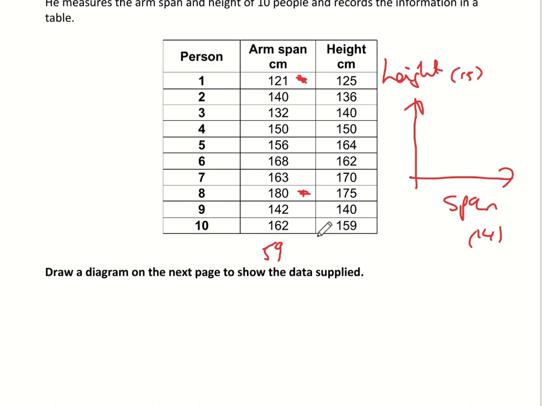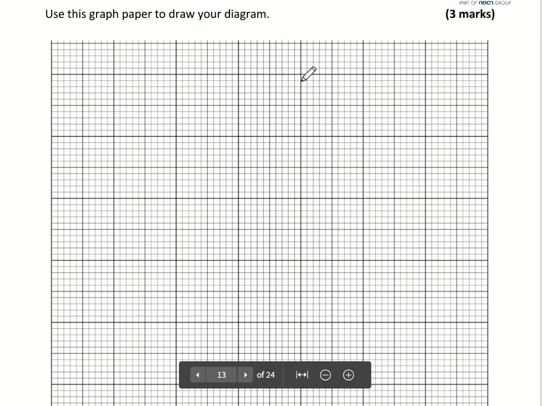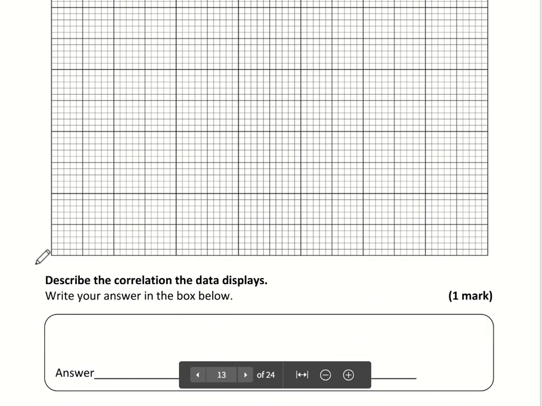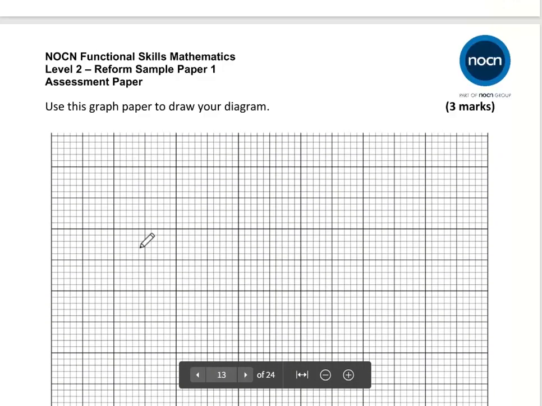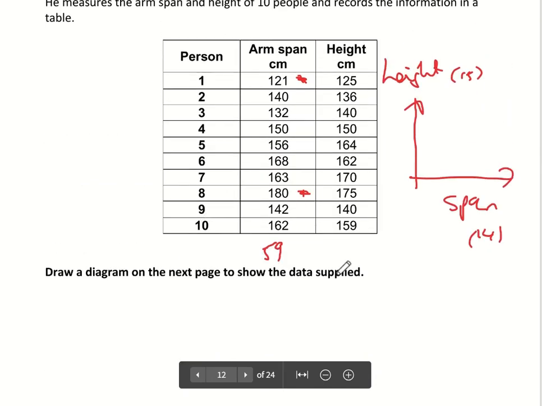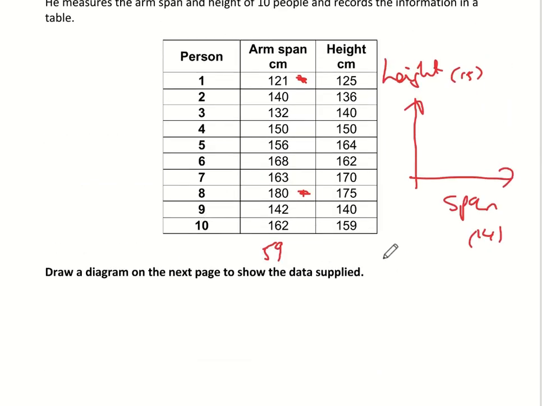So for the arm span, we're going to go up in fives, and we're starting at 121, so we'll start at 120. So 120 going up in fives: 130, 140, 150, 160, 170, 180, 190. So this is arm span, and this is in centimeters. Double check, I'm going from 120 to 190, and that definitely includes my lowest and highest value. There are other ways you can do the scale. I'm just trying to maximize the graph paper.